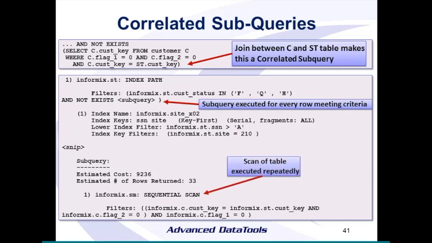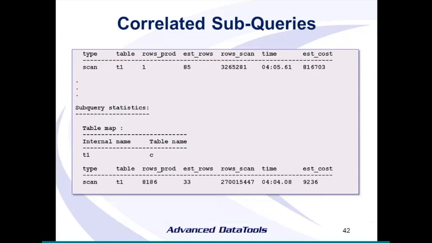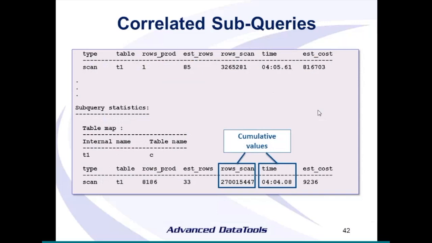Looking closer at the query statistics, we can see what sort of cost that subquery is having. We see here that the overall execution time is 4 minutes, 5 seconds. And the time spent just doing the subquery is the majority of that, 4 minutes and 4 seconds. And it doesn't just show the time taken for one execution, it shows a cumulative time, so it'll add up all the times for each execution.